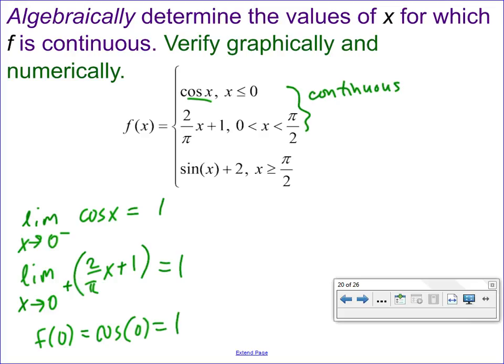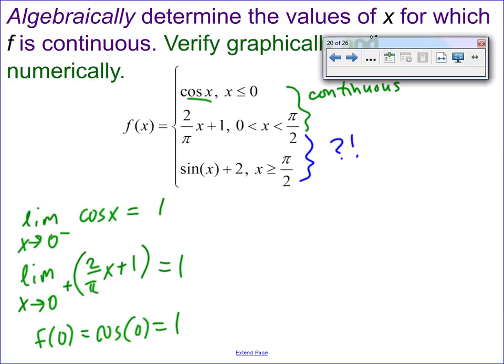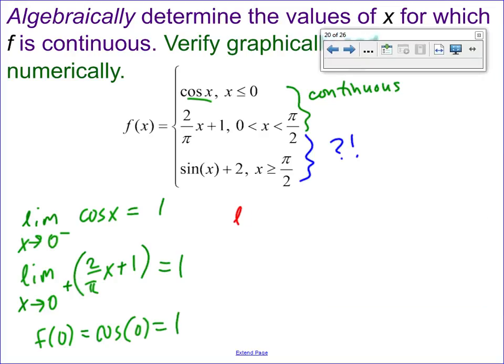Now what do we need? Well, we need to check here. At our break-even point, at x equals pi over 2, are we continuous? So let's go ahead and check. Right, there you go. The limit as x approaches pi over 2 from the left of f is given by which definition? That's our 2 over pi x plus 1. Is that in the domain of my expression? Yes. So 2 over pi times pi over 2 is 1, plus 1 is 2. You're getting 2.